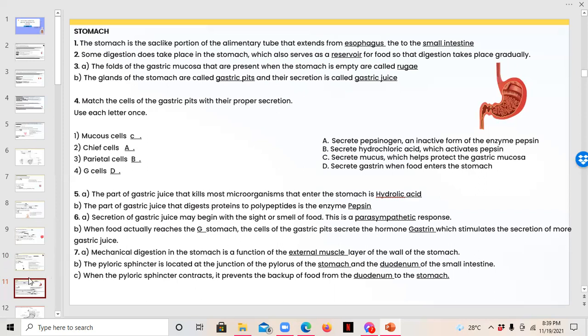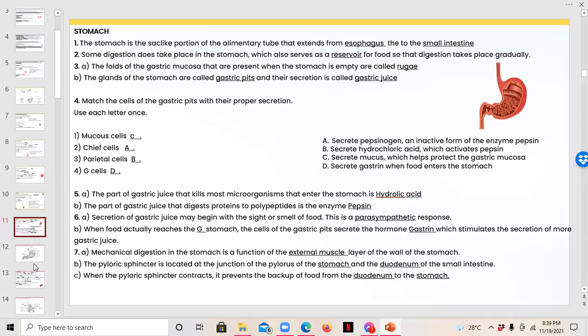Number 7. Letter A. Mechanical digestion in the stomach is a function of the external muscle layer of the wall of the stomach. Letter B. The pyloric sphincter is located at the junction of the pylorus of the stomach and the duodenum of the small intestine. Letter C. When the pyloric sphincter contracts, it prevents the backup of food from the duodenum to the stomach. The duodenum is the first part of the small intestine. It is located between the stomach and the middle part of the small intestine, or jejunum.